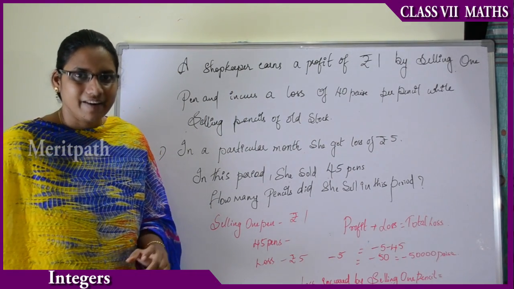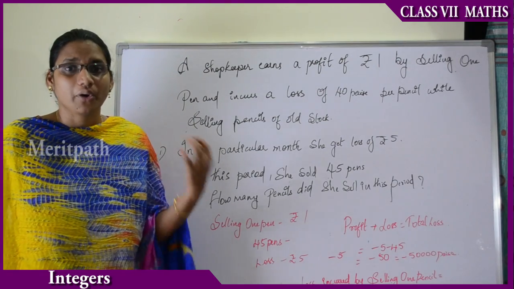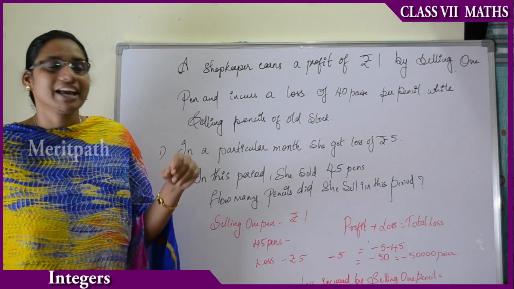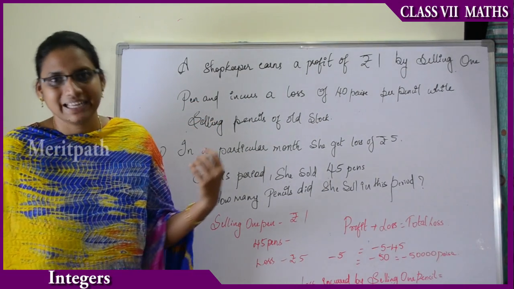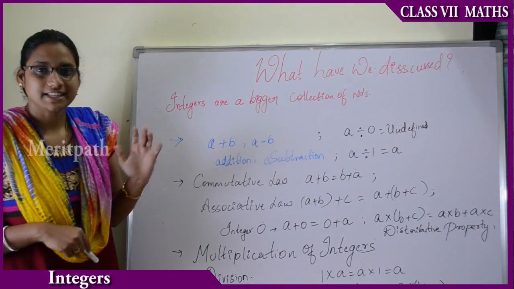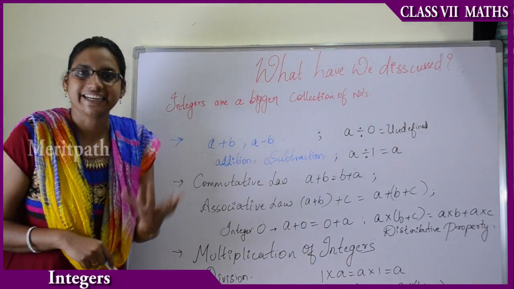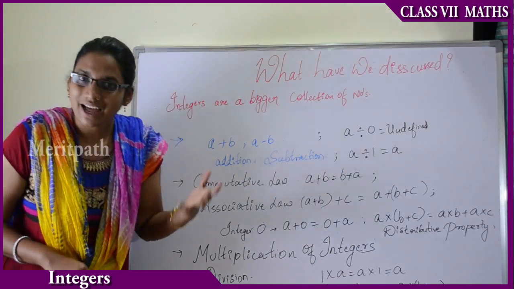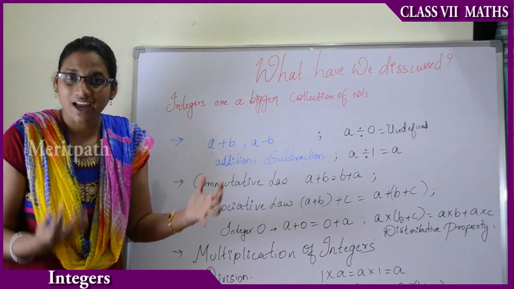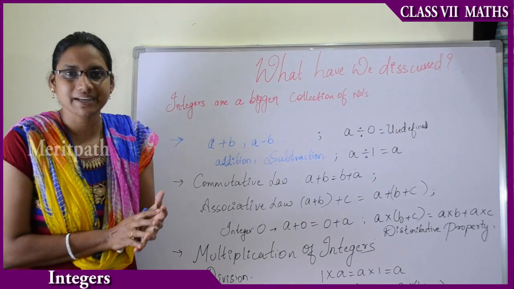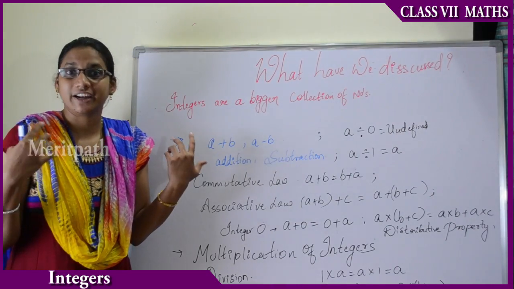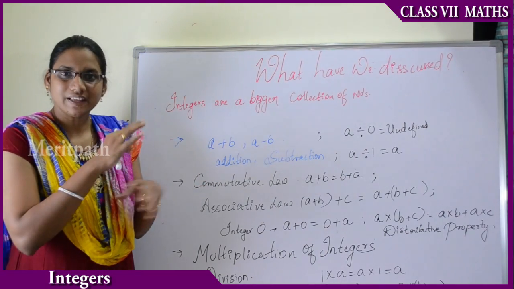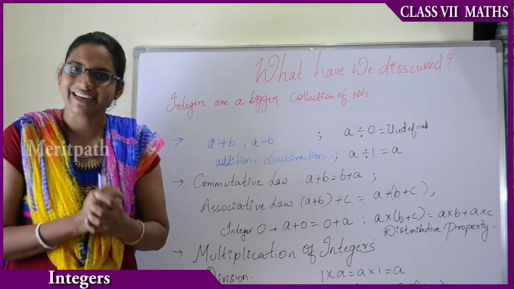It is clear, right? Now let us discuss the important topics and formulas involved in this integers chapter in detail. Okay? Now let us discuss what we have learned in this integers chapter, right? We have seen that integers are a bigger collection of numbers, right? Because it is a collection of natural numbers, whole numbers, and at the same time the negative numbers, that is minus 1, minus 2, minus n. All these combined equal integers.